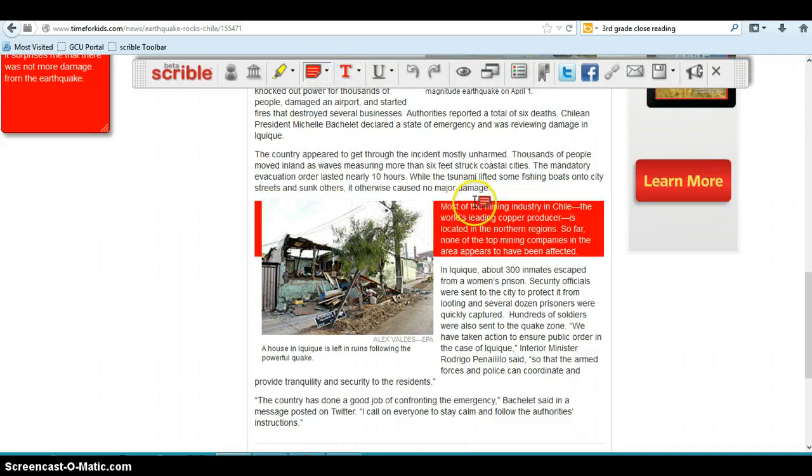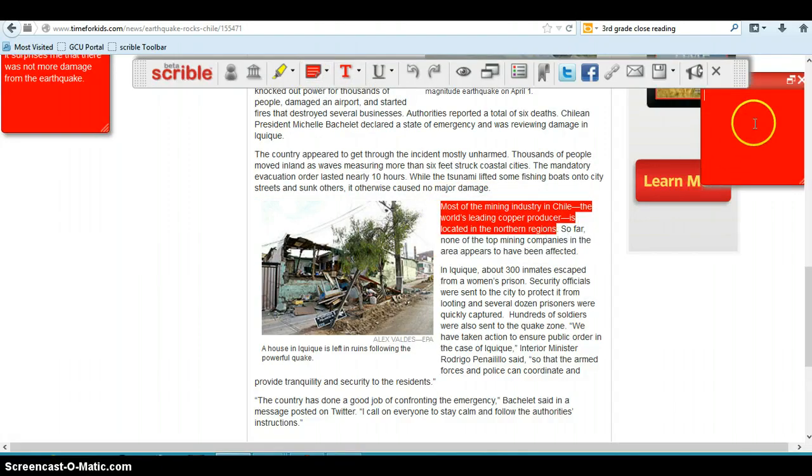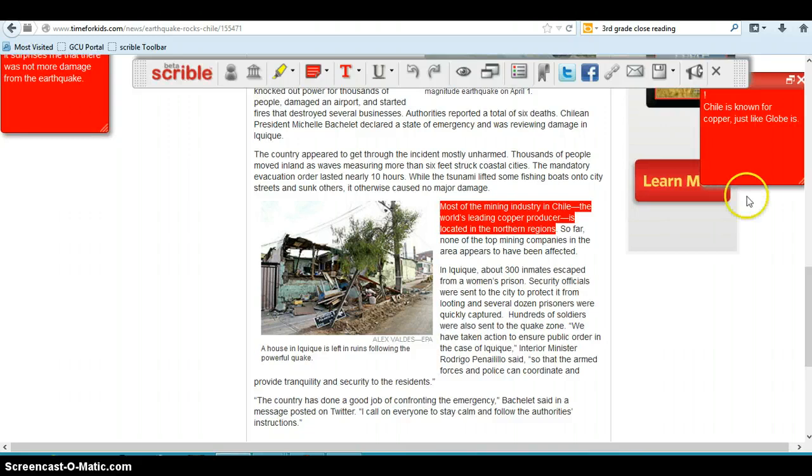Oops, I forgot to look at my sticky note first. I'm going to highlight this, and now I am ready for my exclamation point because I am surprised by this, and I can say, Chile is known for copper, just like my town is. Because that is something surprising. I would not think that I have a connection with this place in Chile that I'm hearing about on the news.